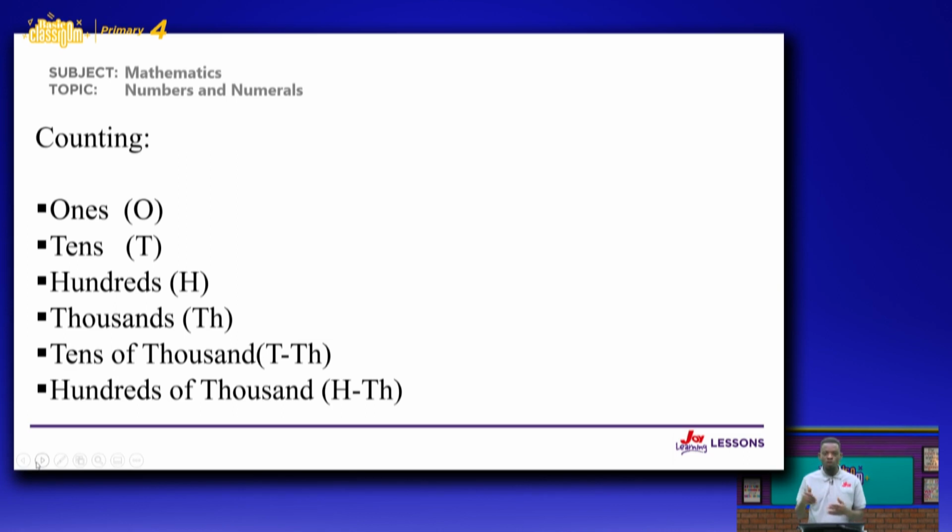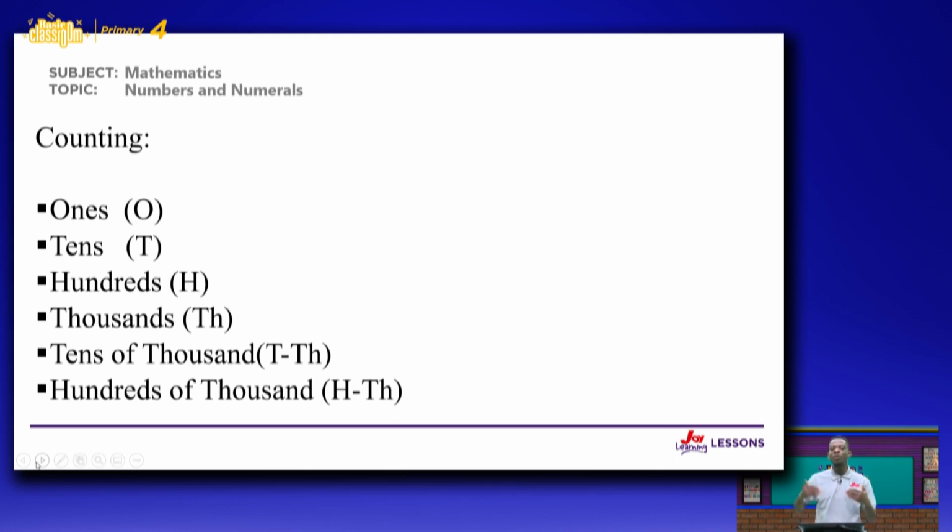Now, for the purpose of our studies, whenever we see ones, we are going to represent it with O. Then whenever we see tens, we are going to represent it with T. Then hundreds is H, thousands is TH, tens of thousands is TTH, then hundreds of thousands is going to be HTH.